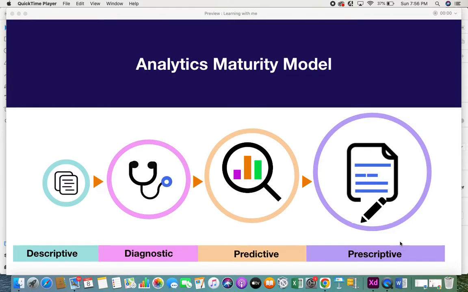Generally, organizations started using a lot of analytics. The analytics model matures in this type of sequence. First it is descriptive, then diagnostic, predictive, and prescriptive. I'll be explaining each model a little bit. In this video I'll be explaining descriptive and diagnostic, and in the part 2 video I'll be explaining the predictive and prescriptive analytics models. So let's get into the video.